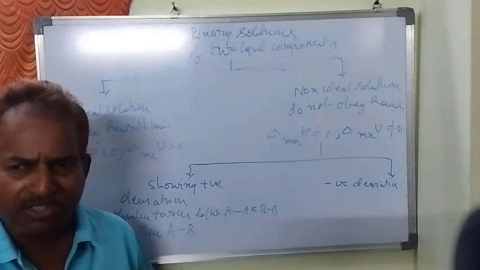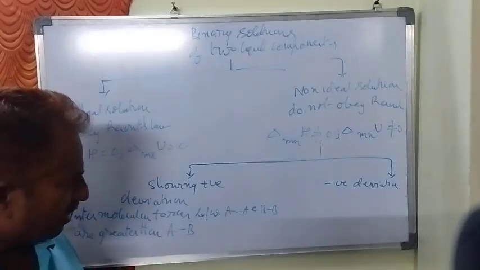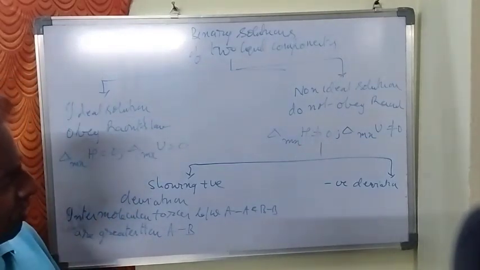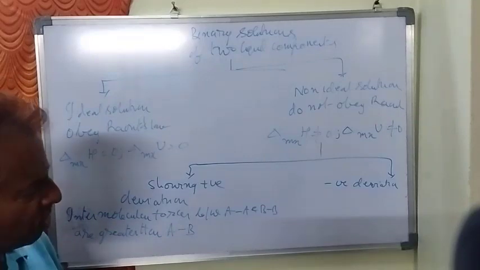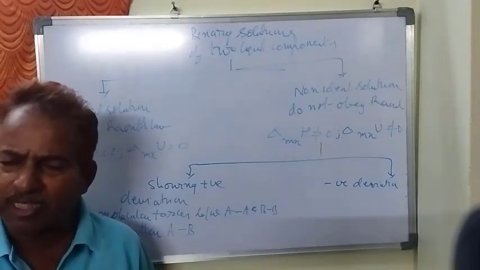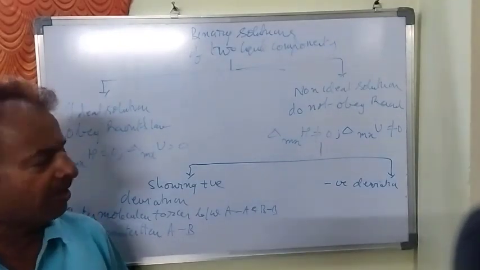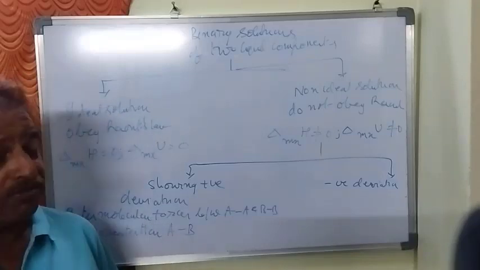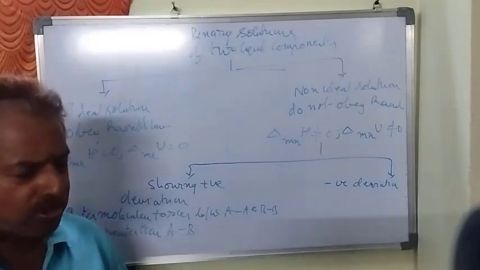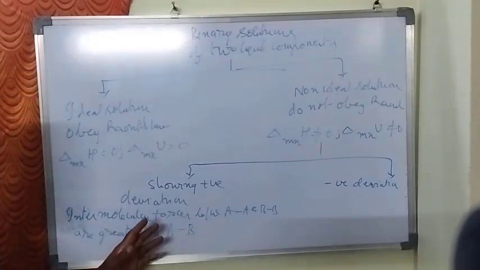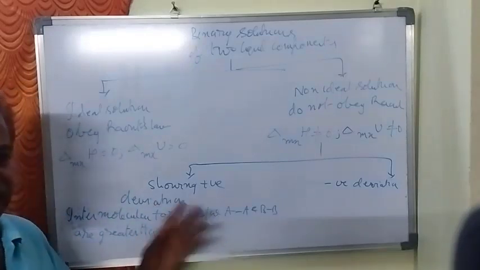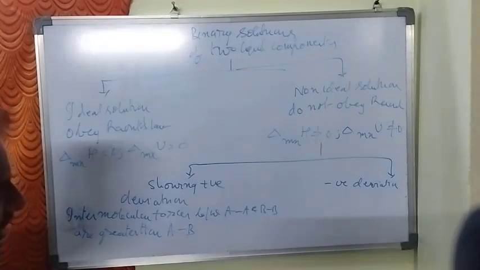In case of negative deviation, it is the opposite. That is, the intermolecular forces between AA molecules and BB molecules are less than the intermolecular forces between A and B. Because of this, the vaporization of individual A component and individual B component is lesser. Therefore, it shows the negative deviation. That means vapor pressure becomes less as compared to Raoult's law, whereas here the vapor pressure of the mixture is more than per Raoult's law. That is positive deviation and negative deviation.